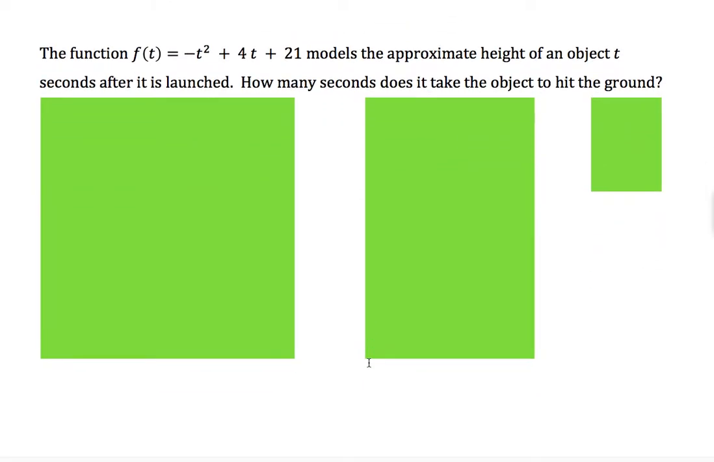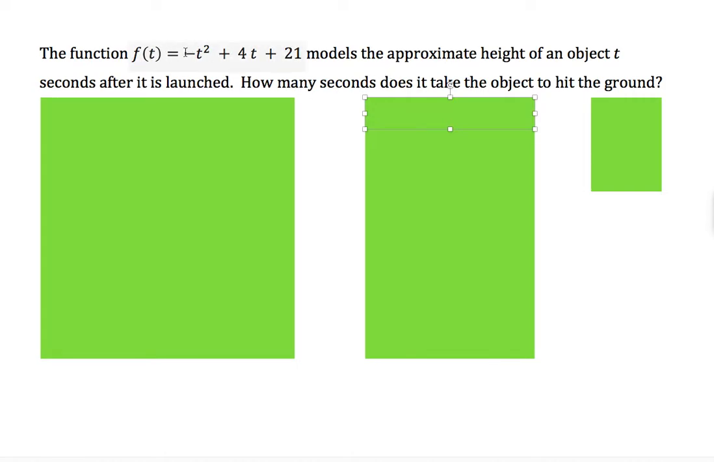All right, next set, I have a function -t squared plus 4t plus 21 models the approximate height of an object t seconds after it is launched. How many seconds does it take the object to hit the ground? So there's a couple different options I have to do this.